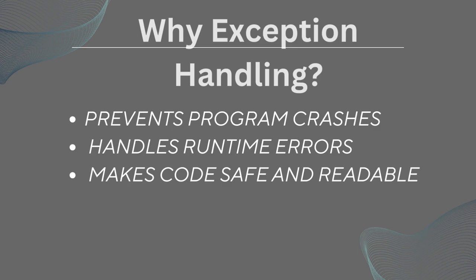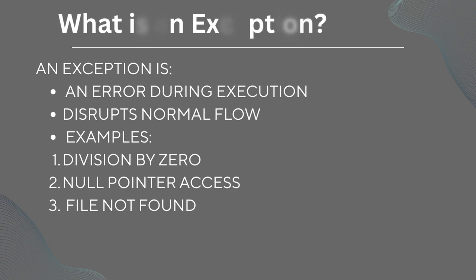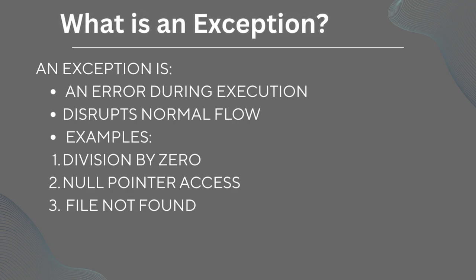And then coming to the next slide, an exception is an error that happens while your program is running. It stops your program from doing what it was supposed to do. For example, if you try dividing a number by 0 or trying to access a file that does not exist, the program will fail. Exception handling helps us handle these situations instead of letting the program crash.